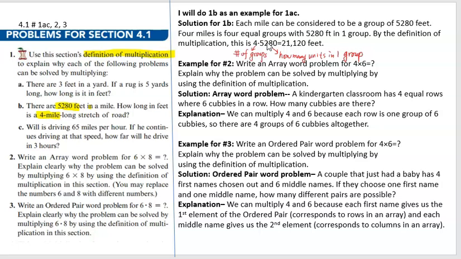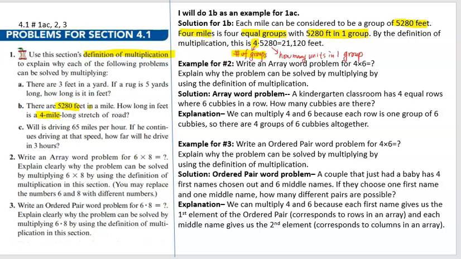So again, we can consider 4 miles as 4 groups. One mile is 1 group, so for 4 miles, we have 4 groups. And the other number, 5,280, is considered as how many in one group. So it's 5,280 in each group. That's why this problem can be solved by multiplication.